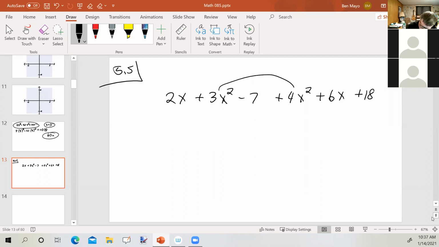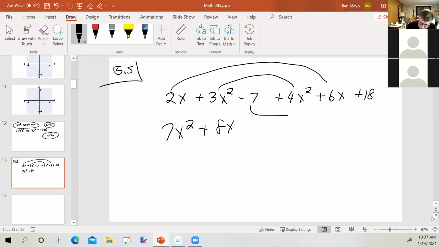So we'd put the x squareds together and get 7x squared. We'd put the x's together and get 8x. We'd put the constants together and get plus 11. And notice I put them in decreasing powers of the variable, otherwise known as standard form, okay? So that's back then. Now, how would that be different from what we would be looking at today?